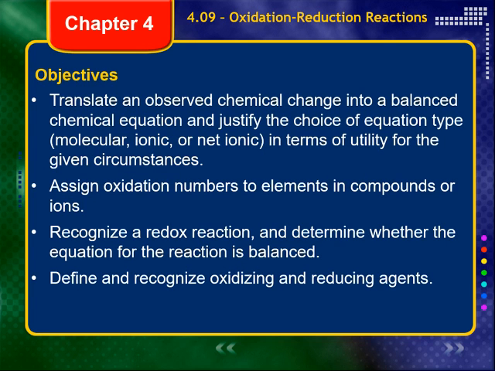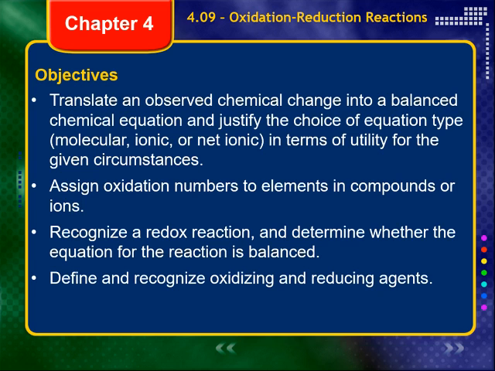Moving on to section 9, oxidation reduction reactions, aka redox reactions. You've heard this one before. Translate an observed chemical change into a balanced chemical equation and justify the choice of equation type, molecular, ionic or net ionic, in terms of the utility for the given circumstances.